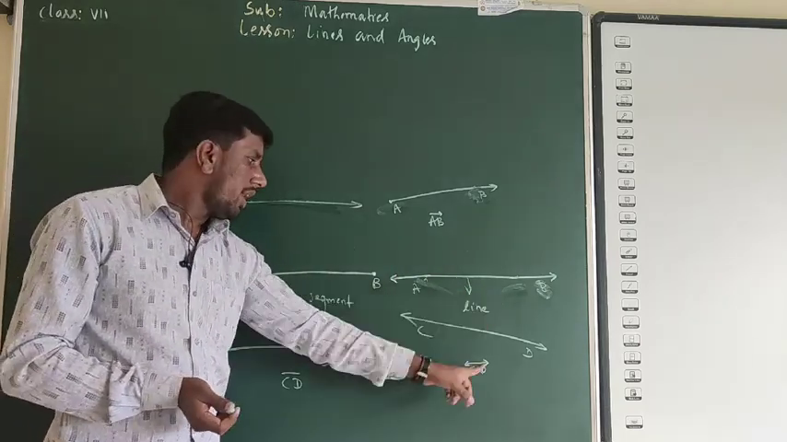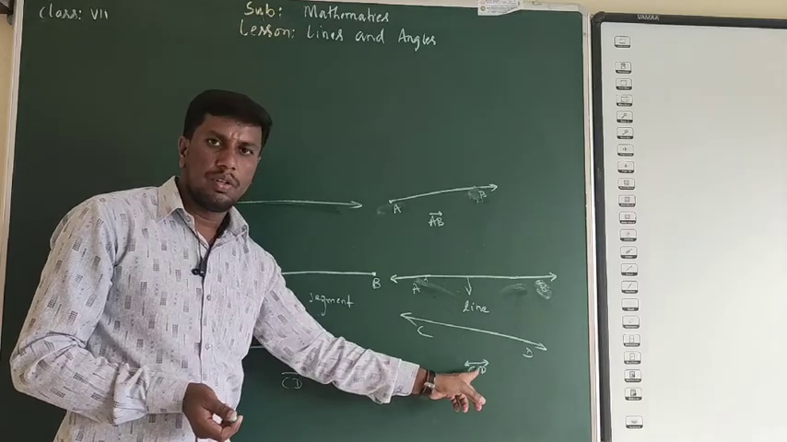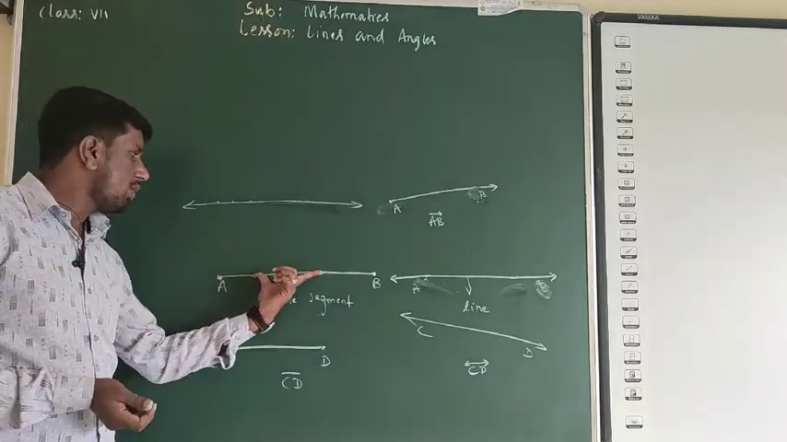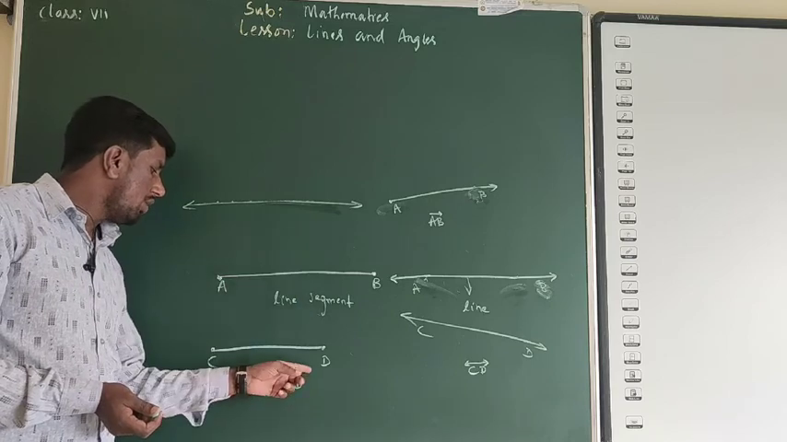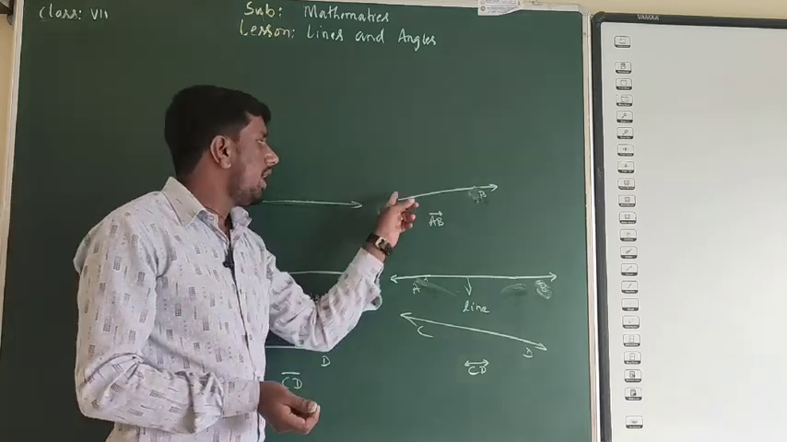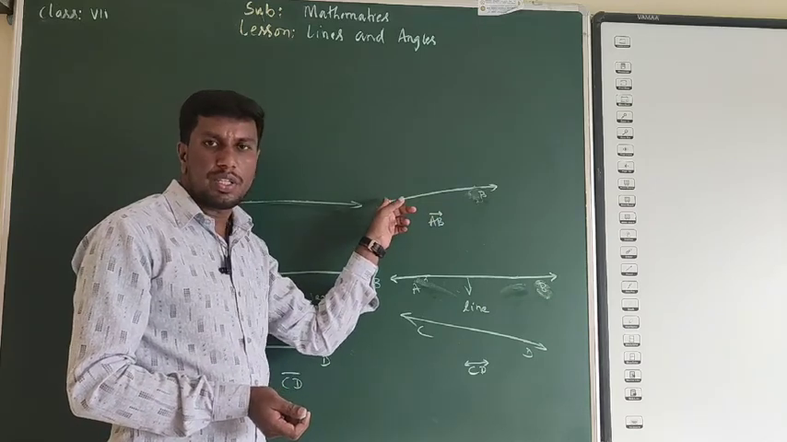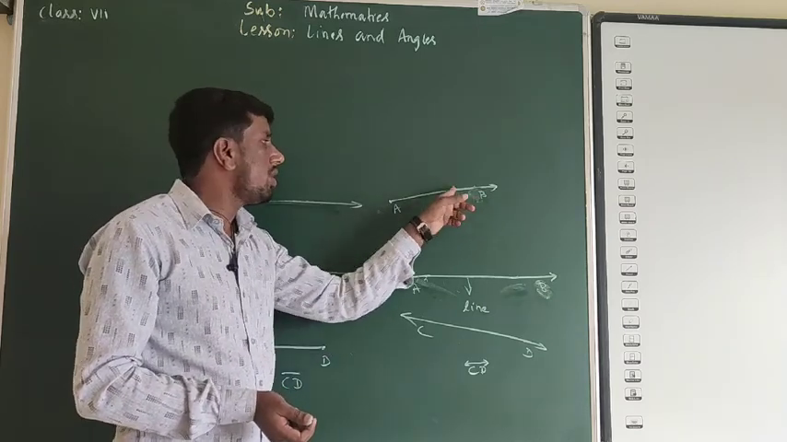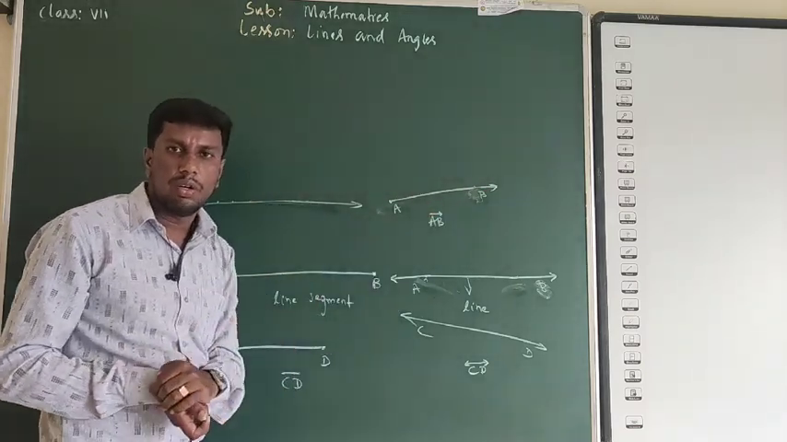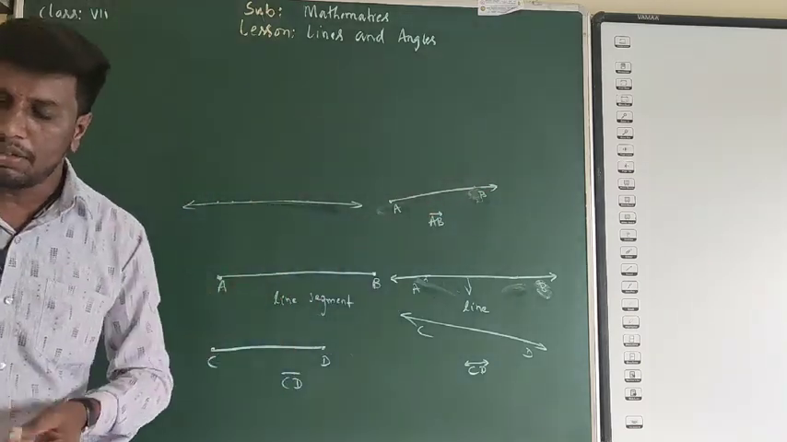How to denote the line? Like this. Then the line segment. A line segment has two endpoints. How to denote this? Like this. Then a ray has only one endpoint, that is the starting point. The other side doesn't have any endpoint. So it is only one endpoint. Then it is a ray. Okay, so this is about a line.